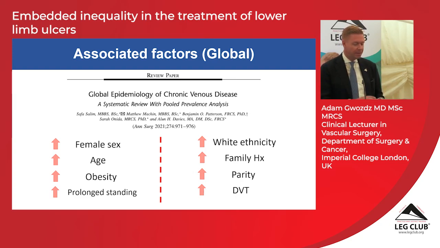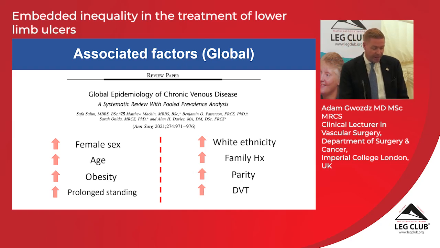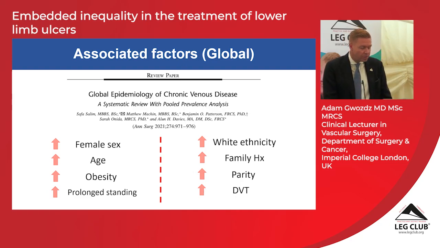But for people that have chronic venous disease, you're more likely to be female, older, obese, in positions of prolonged standing, so jobs like being a hairdresser or working security, being white. Having a family history of it predisposes you to it, more children increases the likelihood, and having a previous DVT. So there's a lot of overlapping factors there.